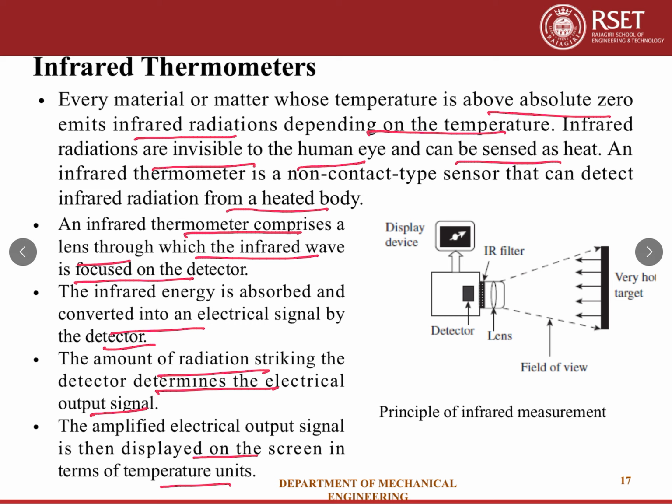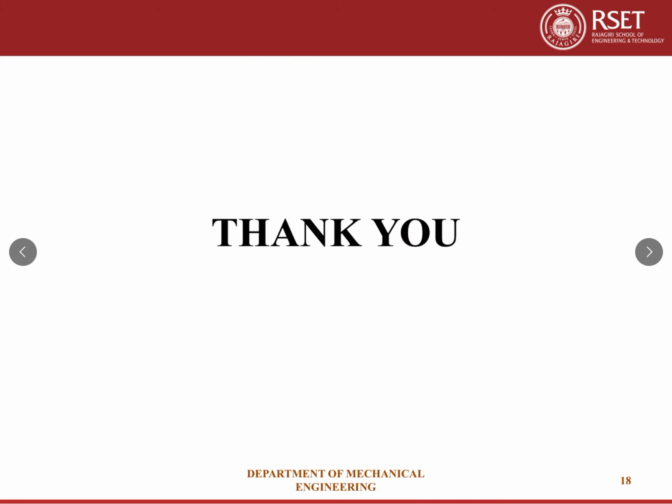So in the infrared thermometer, we have a detector to detect the infrared radiation. The output will be electrical, which will be amplified to give the temperature on the display device. Here we can see the image. We have a hot target. The infrared radiation is emitted and focused by a lens to a detector that will give an electrical output, and that will be displayed as temperature on the display device.